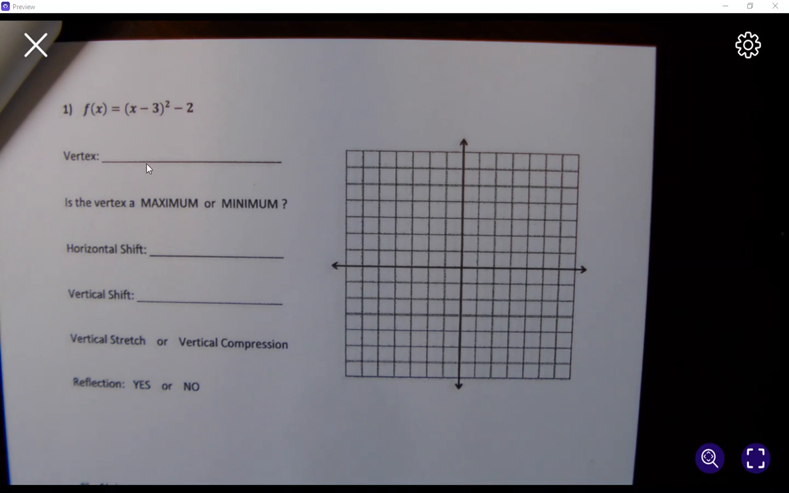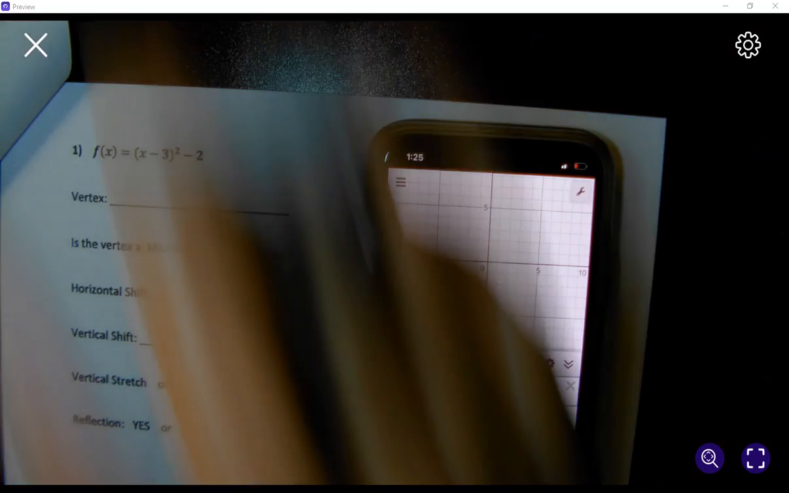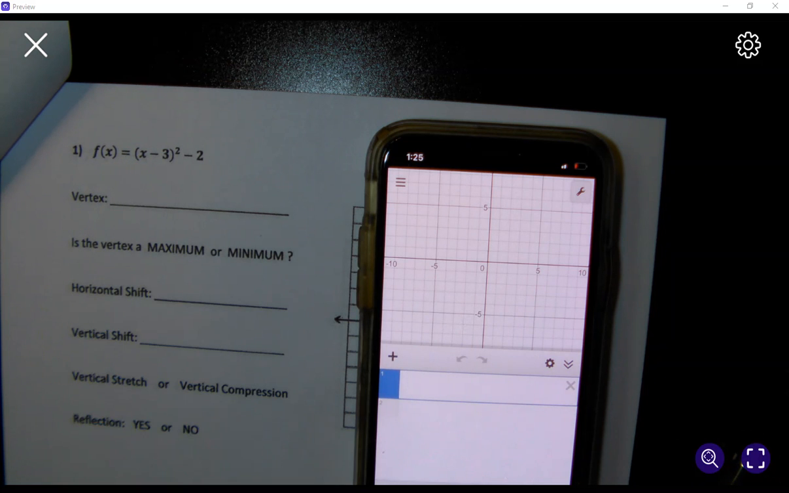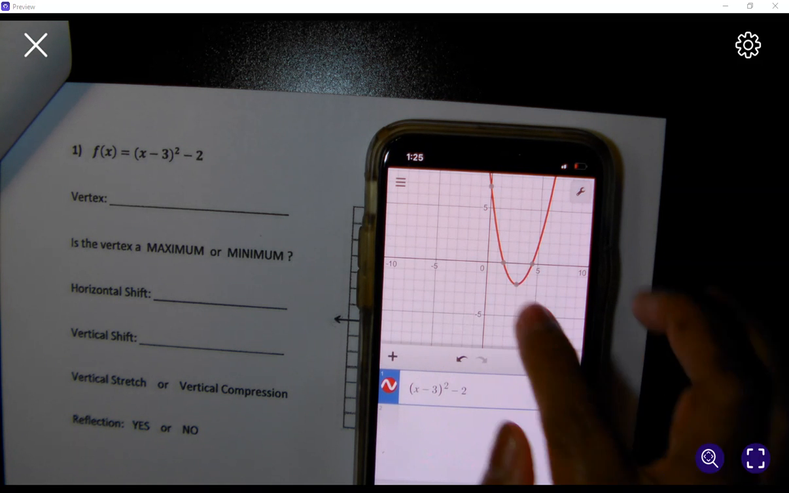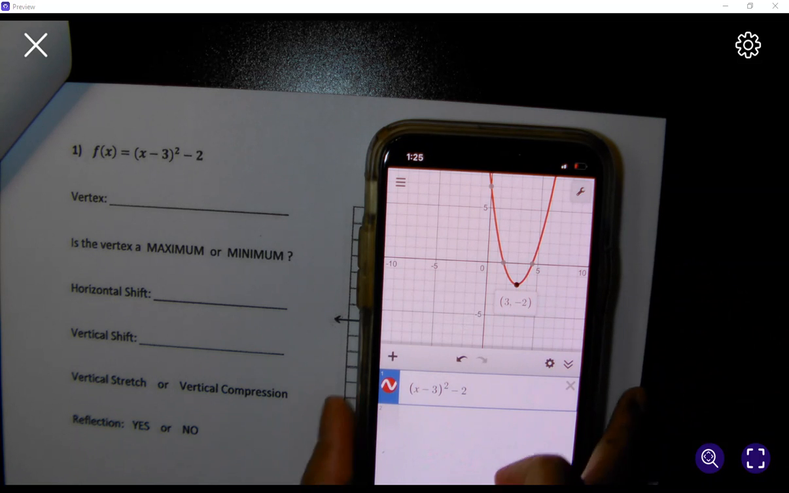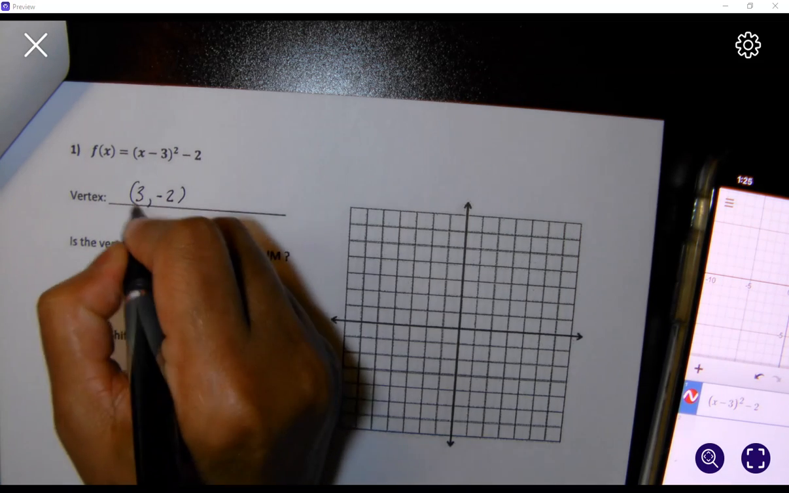So for the first one, we want to find the vertex of this. So let me go ahead and get my Desmos. I'm just going to use my Desmos on my phone. So here it says that I'm going to plug in. So you don't really have to put the f of x part. You can just plug in this part here. So you have x minus 3 squared minus 2. And then it's nice in Desmos because if you touch the vertex, it tells you what it is, which is 3, negative 2. So 3, negative 2 is my vertex.